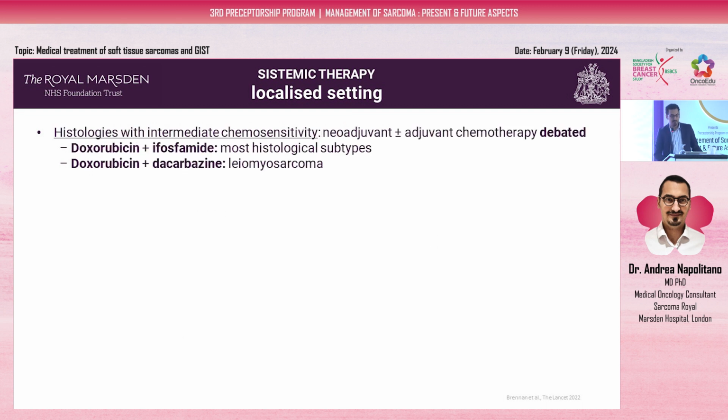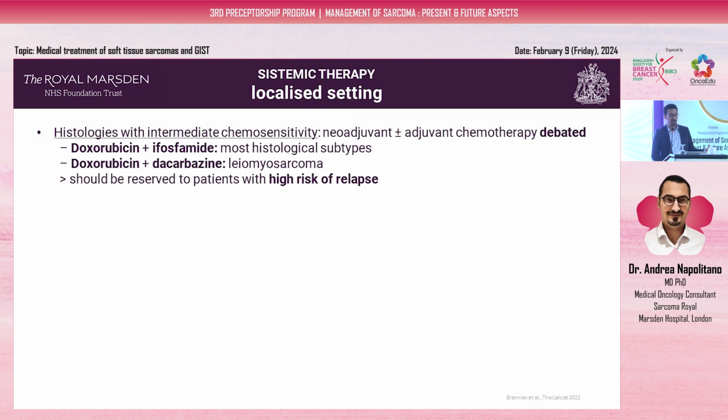For histologies with intermediate chemosensitivity, as I was mentioning, in the localized setting the use of neoadjuvant or adjuvant chemotherapy is a little bit more debated, and we'll briefly go into the details. Doxorubicin plus ifosfamide is considered the standard of care for most histological subtypes. In some institutions, including ours, we're starting to use the combination of doxorubicin plus dacarbazine specifically for leiomyosarcoma. This is based on data from the metastatic setting, which I will show later on. And why do we say this is debated?